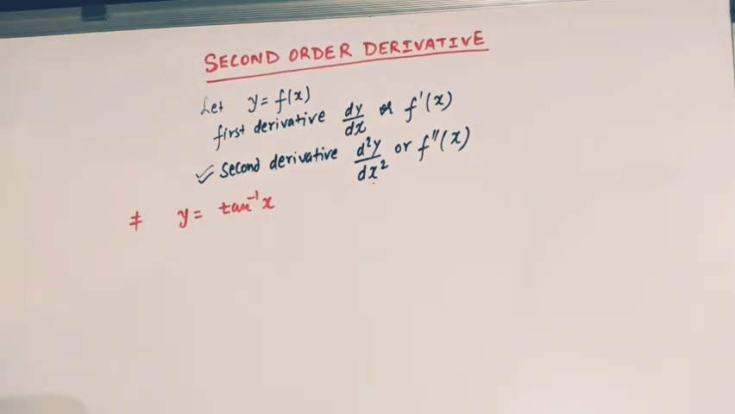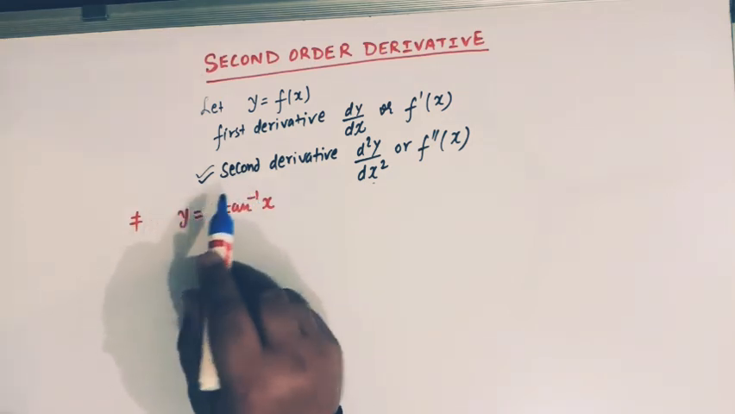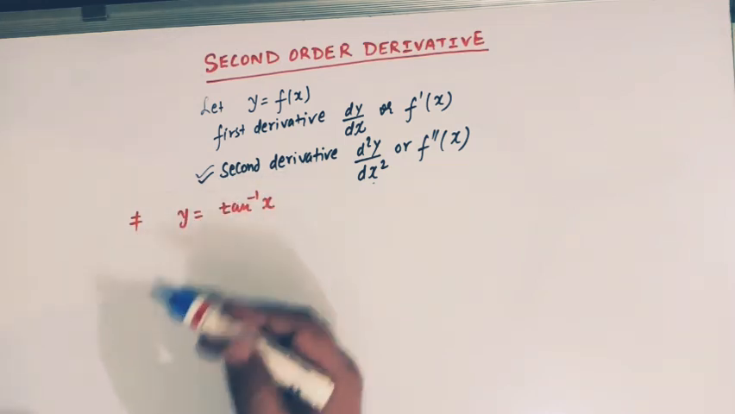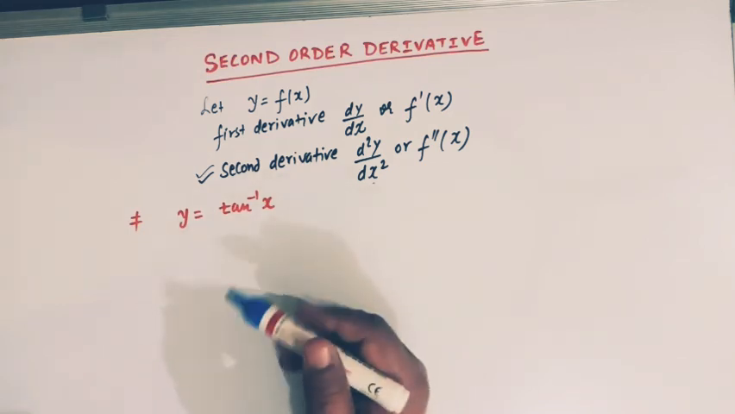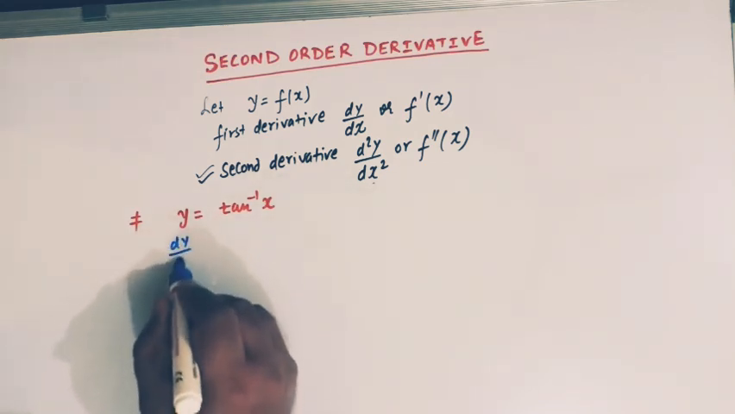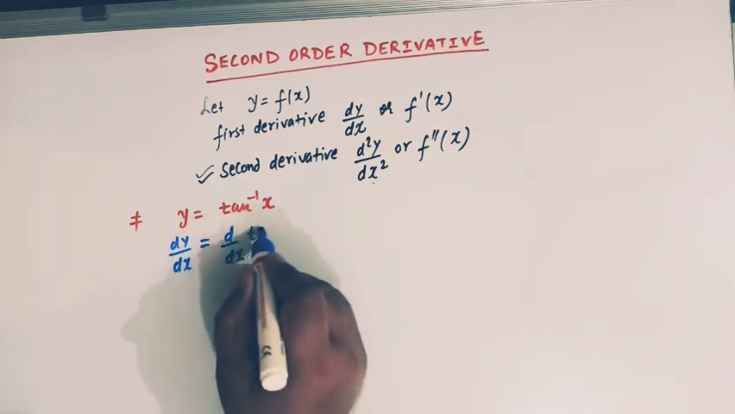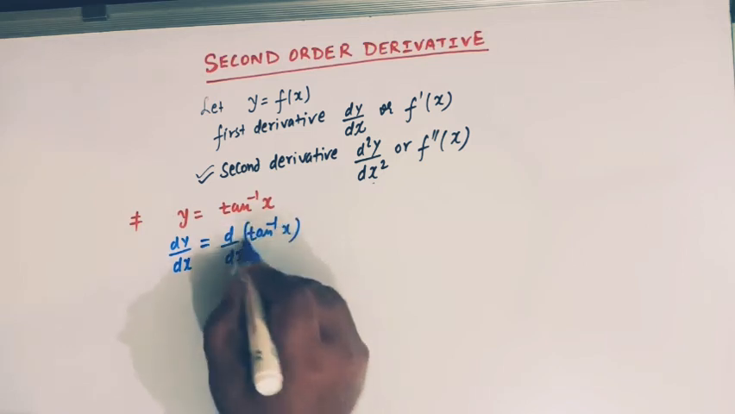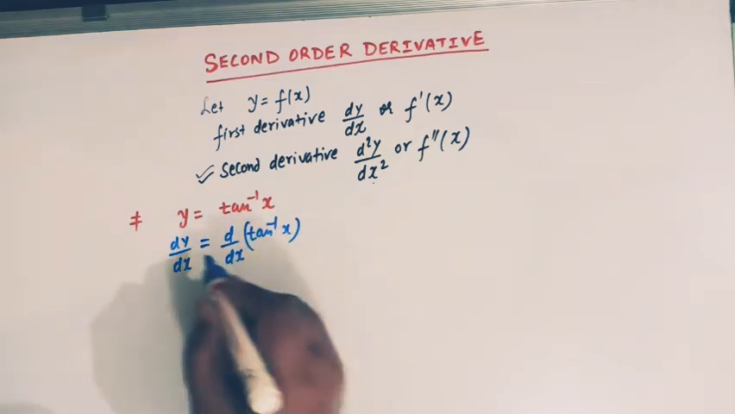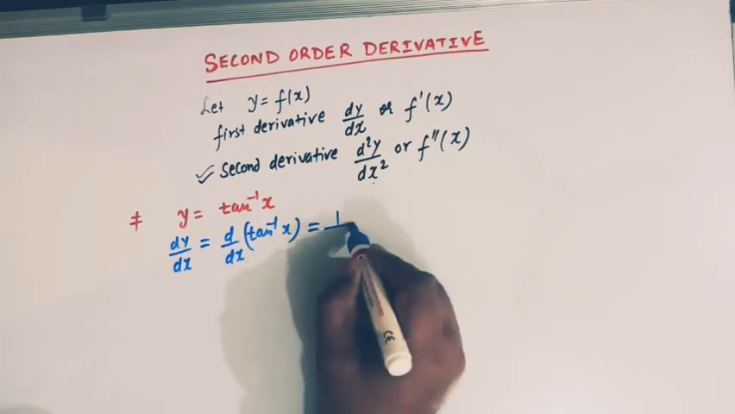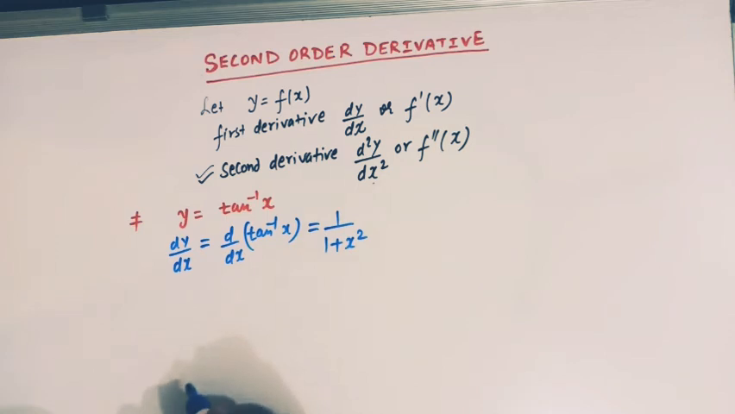Now let us take this function, that is y = tan⁻¹(x). Now here we want to find out the second derivative of this function. So what we will do, we'll first find out the first derivative, that is dy/dx. So dy/dx is the derivative of tan⁻¹x, and by the standard result we know that the derivative of tan⁻¹x is 1/(1 + x²).